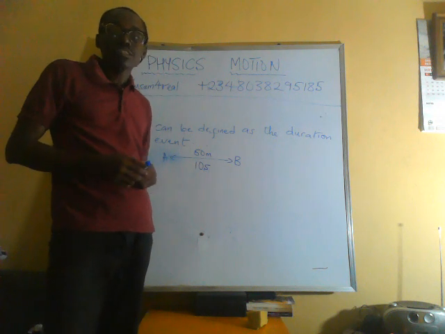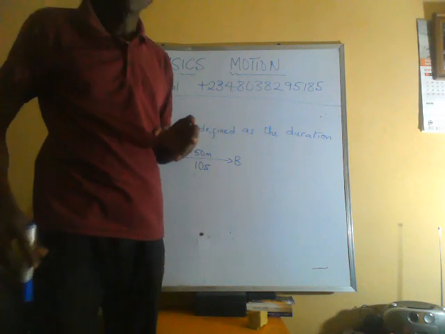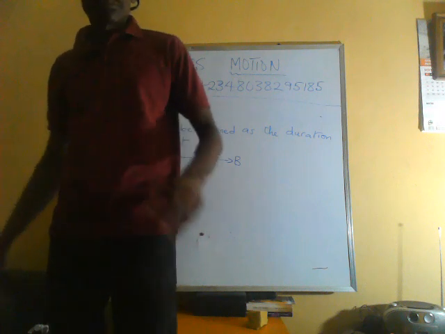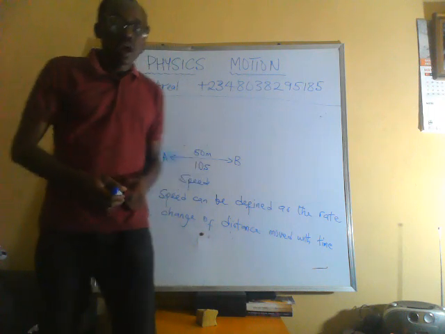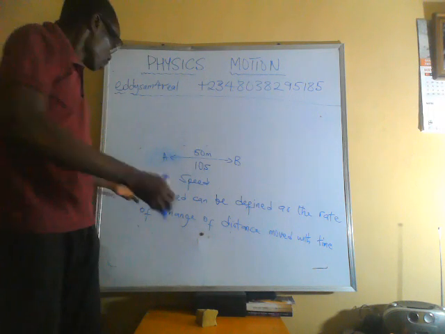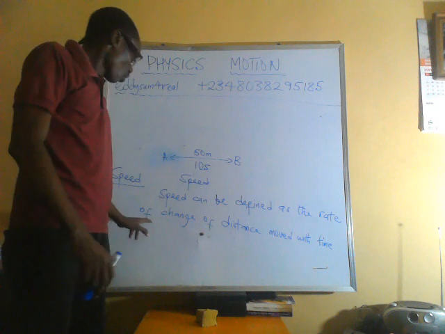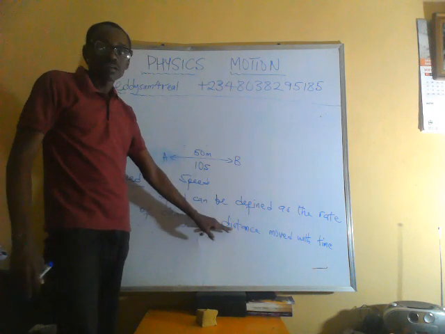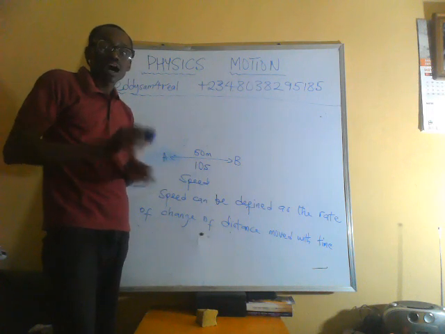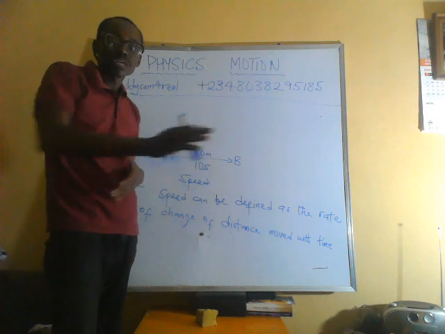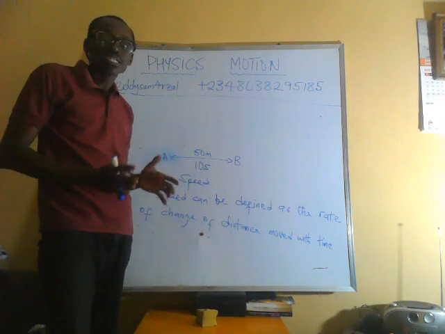So having defined time taken, we're going to move next to speed. What is speed? Like I said, I'm going to define speed. Speed can be defined as the rate of change of distance moved with time. Speed actually describes how distance changes with respect to time. It compares how the distance changes with time.